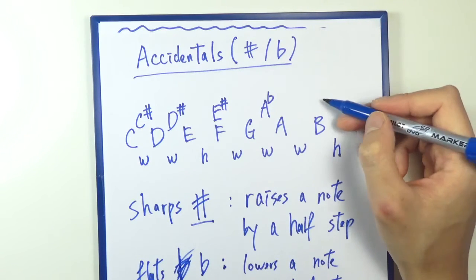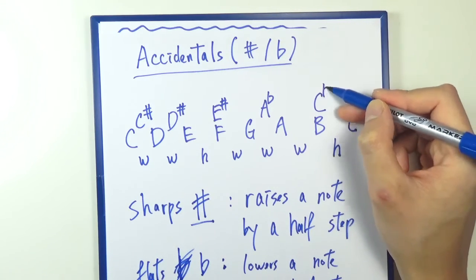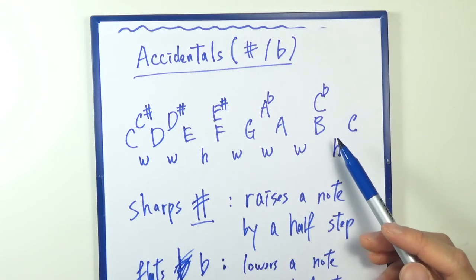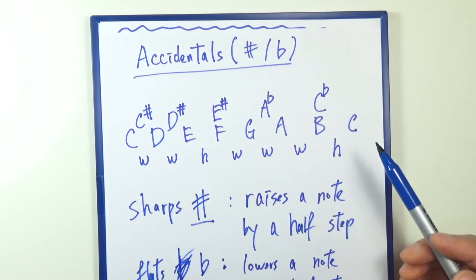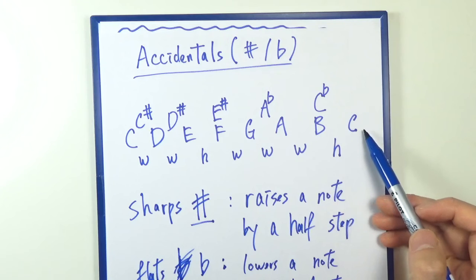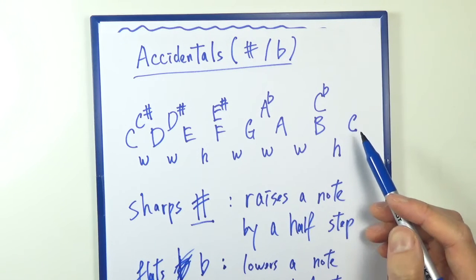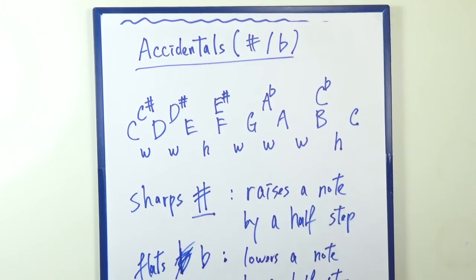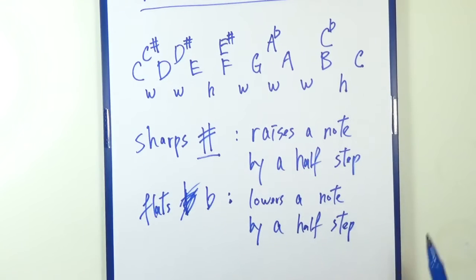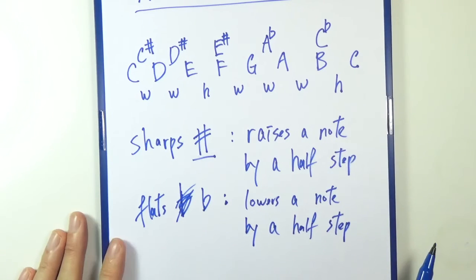If you apply this flat sign to C, so we get a C flat, we pretty much get a B note. It will have the same pitch as the B note because B and C are a half step apart. All right. So that's your first lesson in accidentals.